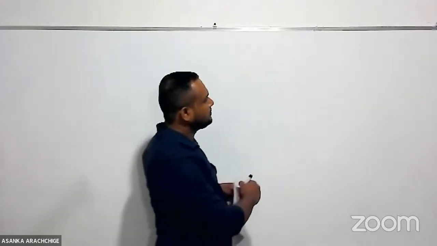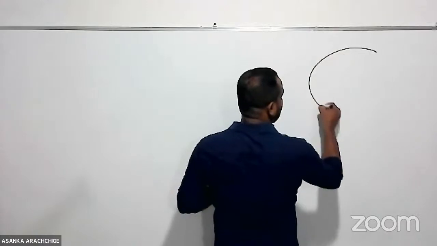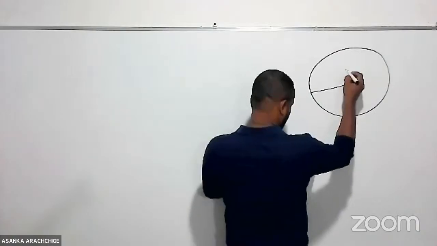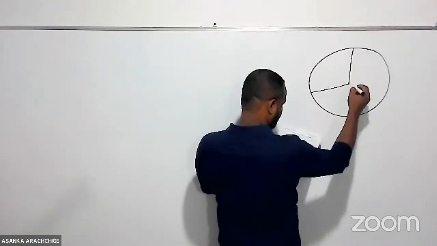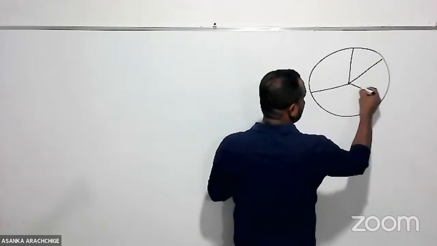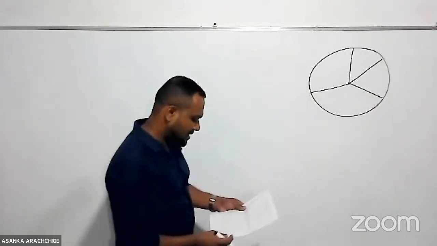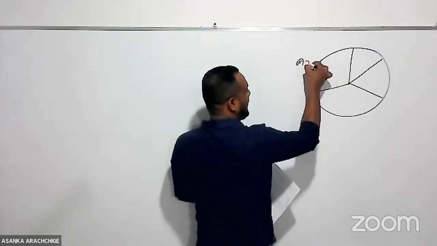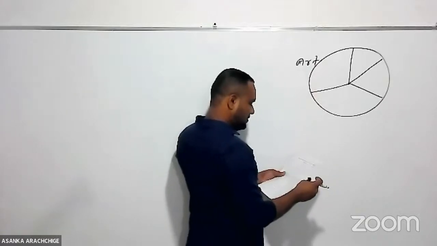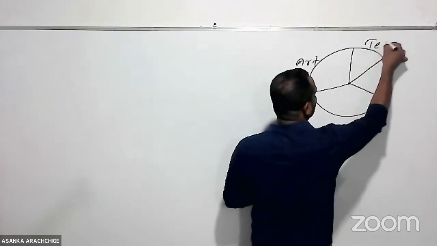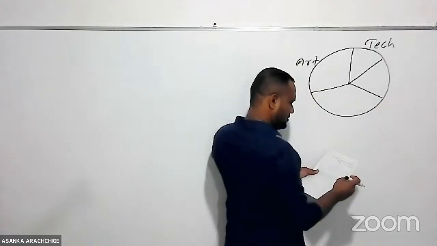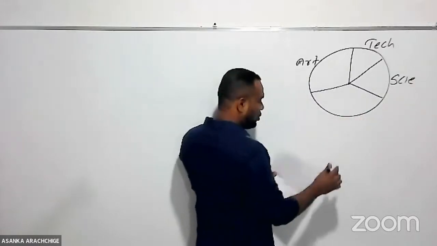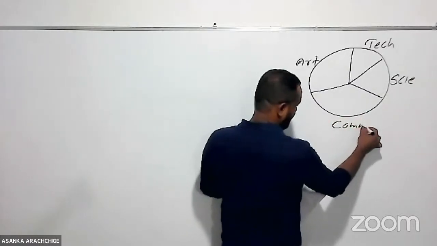This is the given incomplete pie chart. It is like this. There are 4 subject streams here. This is for art. This is technology. This is for science. And this is for commerce.